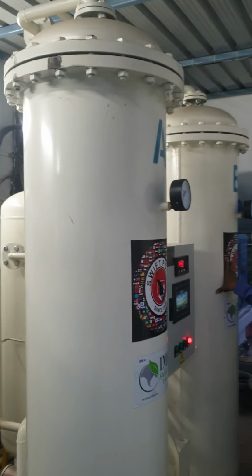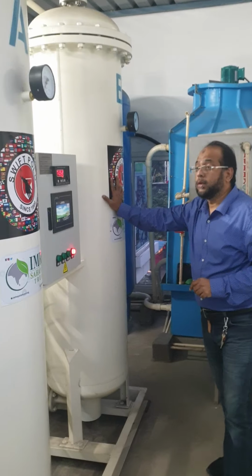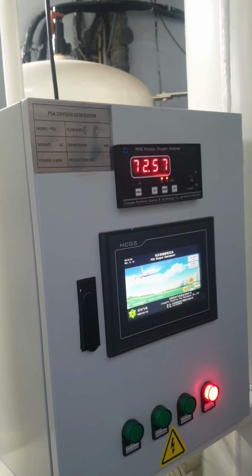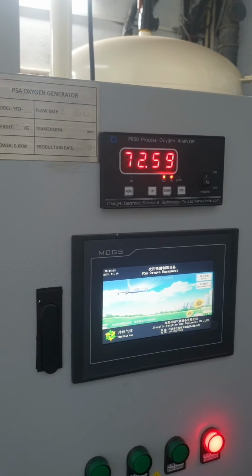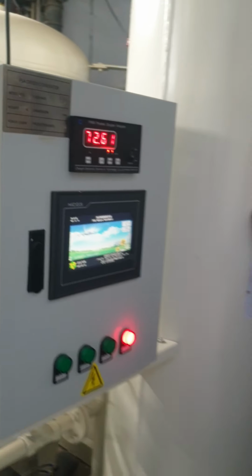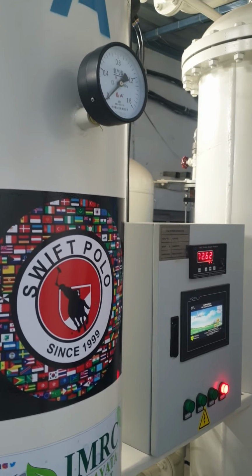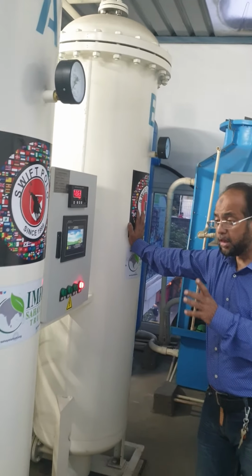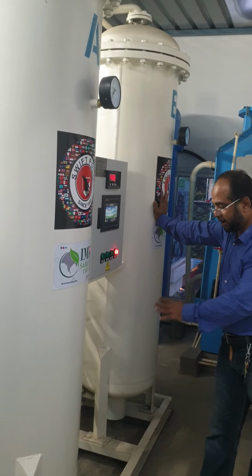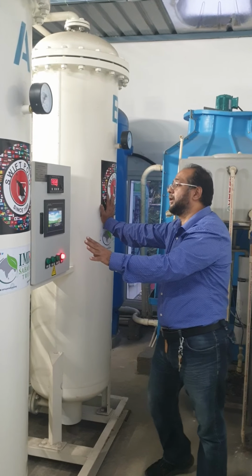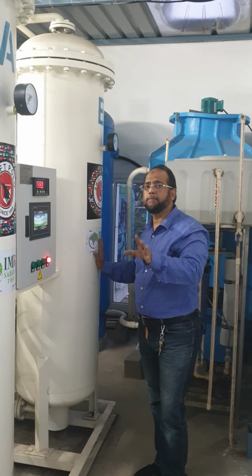These are the two towers, tower A and tower B, of the PSA. So what this plant basically does is separate the air, which has different components. Air has oxygen at around 20%, and the remainder is nitrogen and other gases. This PSA plant has a zeolite molecular sieve. It absorbs nitrogen and releases it to the exhaust pipe, and the oxygen comes out at around 93 to 95% purity.